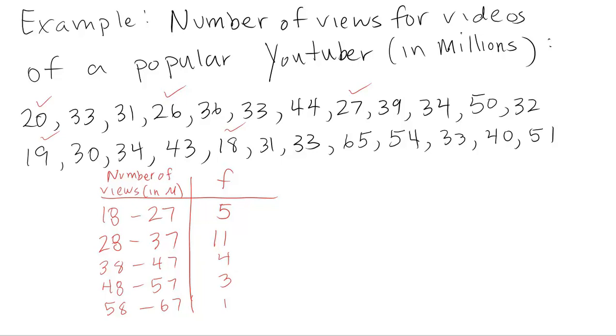We can see really quickly that the most common range is that 28 to 37 million views. Almost half of the videos fall in that range. There aren't very many on the very high side. The biggest range only had one video that fell in that range. And one of the drawbacks to a group frequency distribution is we have no idea where that piece of data is. It could be as small as 58 or as large as 67.